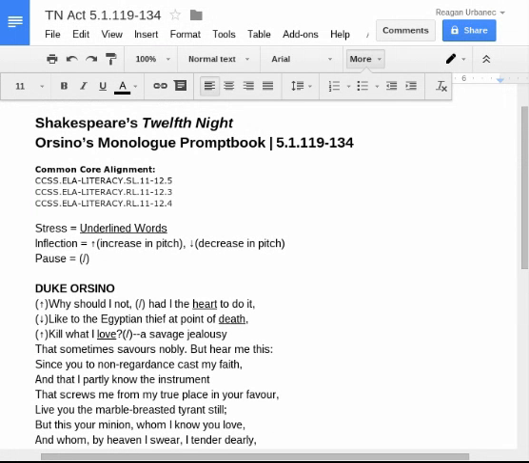So I don't want to see this: "Why should I not, had I the heart to do it, like to the Egyptian thief at point of death, kill what I love." I want to hear how they decided to do it. They were directors for a minute, and I want to hear, "Why should I not, had I the heart to do it, like to the Egyptian thief at point of death, kill what I love." A savage jealousy. I want to hear what they thought they should do. And so these might all be different.